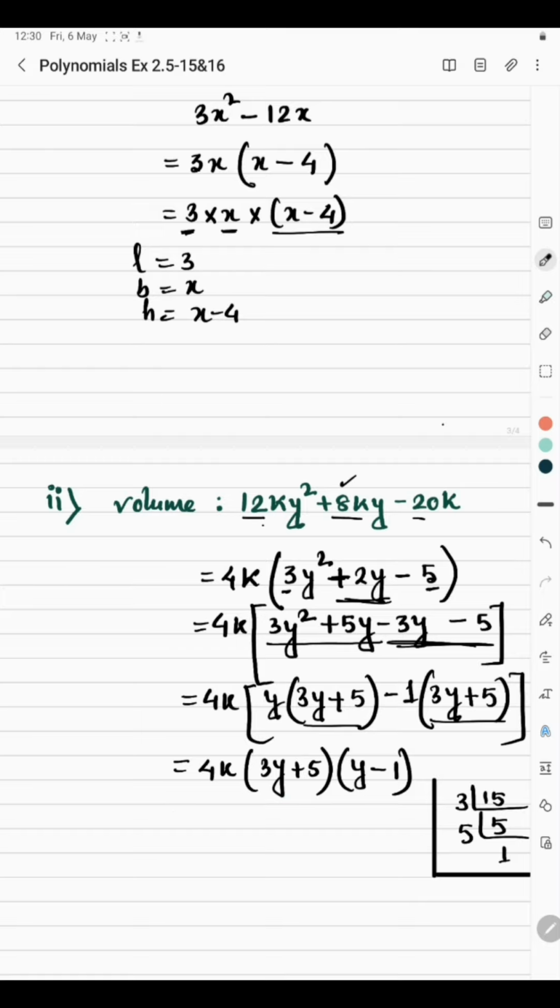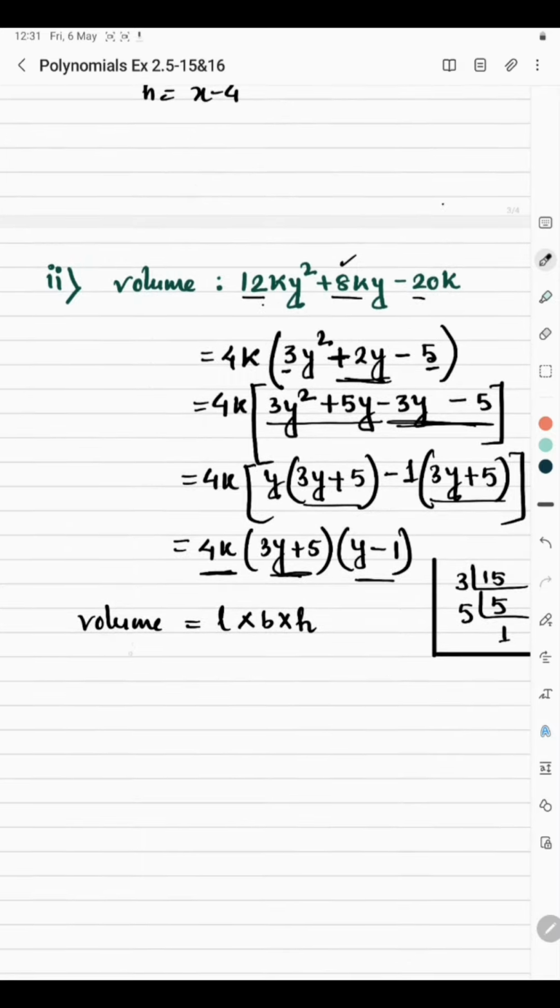So this is in the form of L into B into H, length into breadth into height, because volume is equal to length into breadth into height. So this will be the possible expression for the dimensions of the cuboid. So L will be 4k, breadth will be 3y + 5, and the last factor is y − 1. So H will be y − 1.